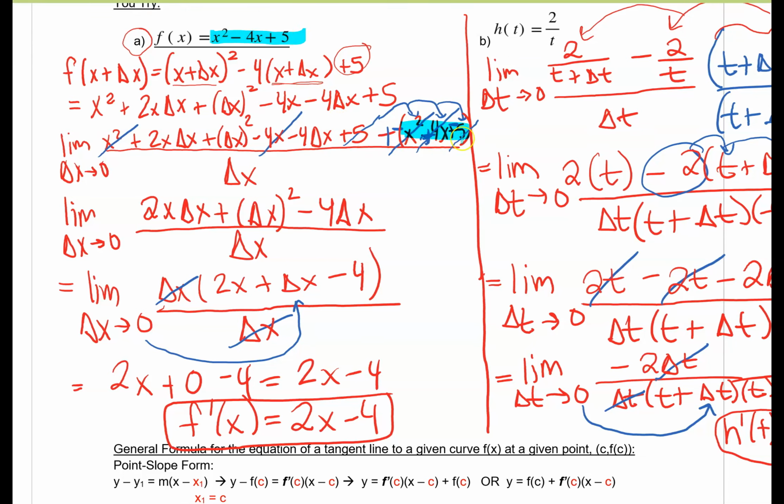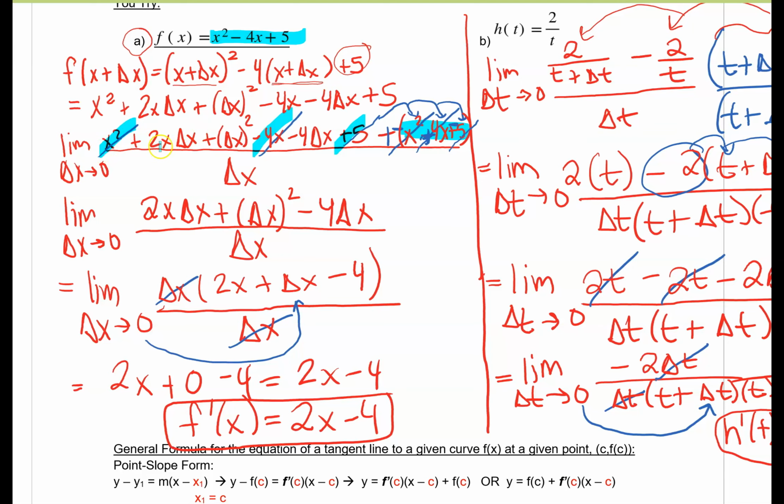So all the signs change, right? When you subtract, it made the x squared negative, it made the 4x positive, it made the 5 negative, which then canceled with the other 4x and the other 5 and the x squared. They all had opposite signs, basically.